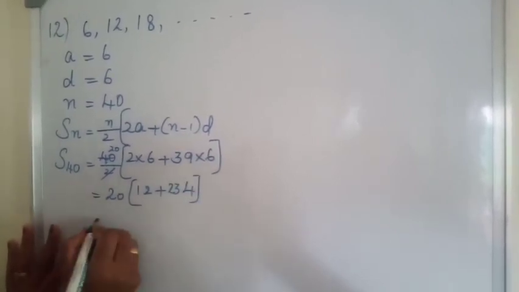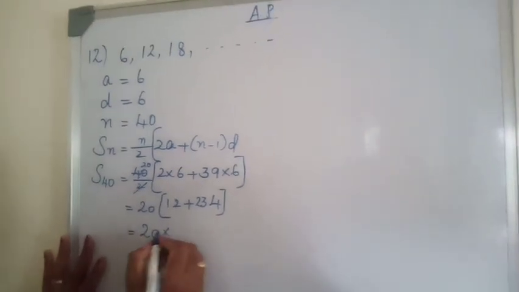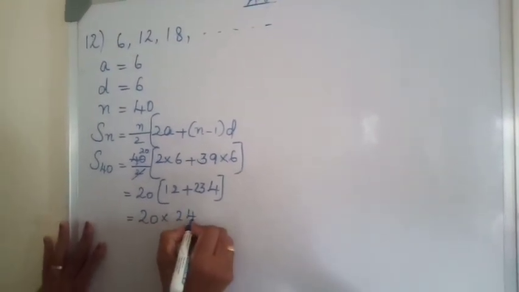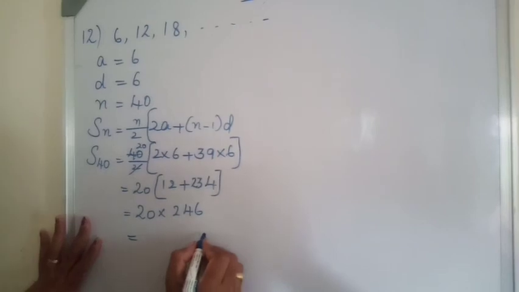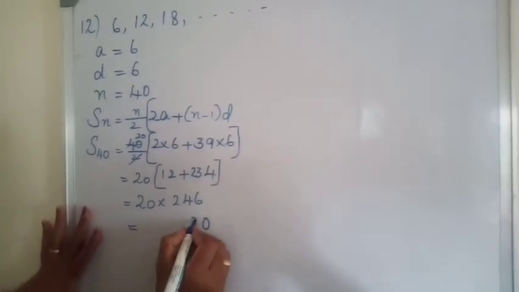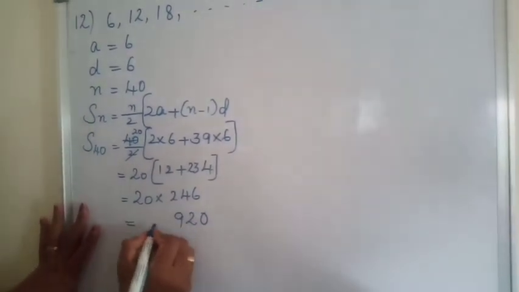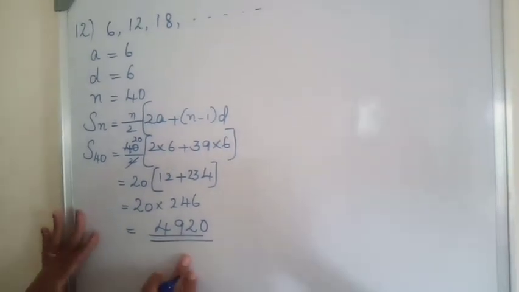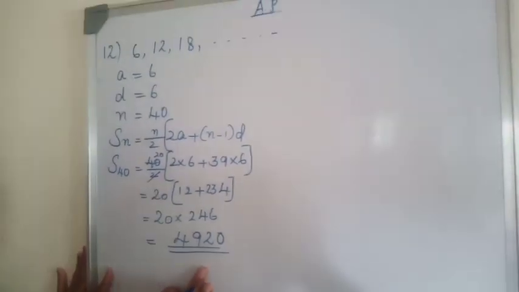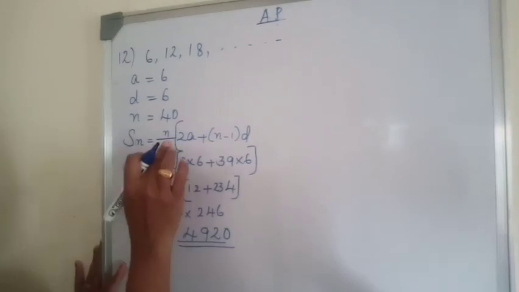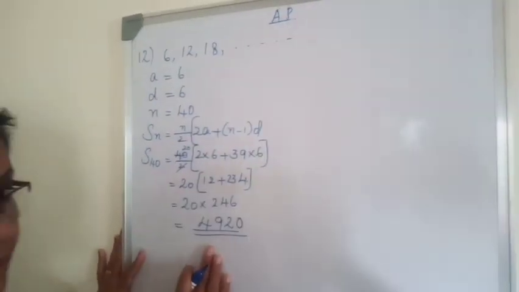234. So we'll add it. 20 into 2, 4, 6. We'll multiply. 4920 is the sum of first 40 numbers which are divisible by 6.